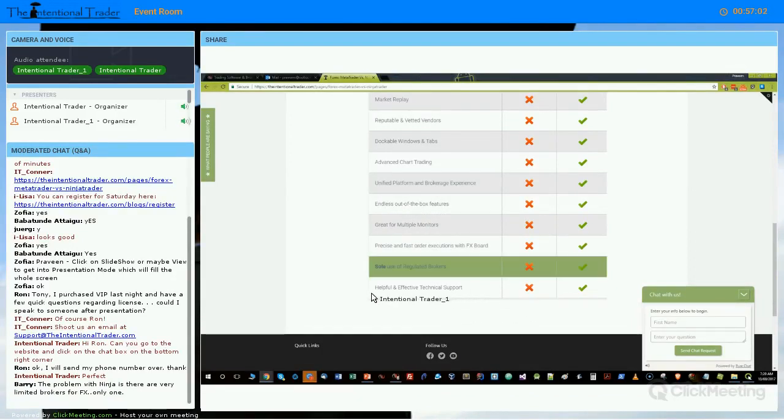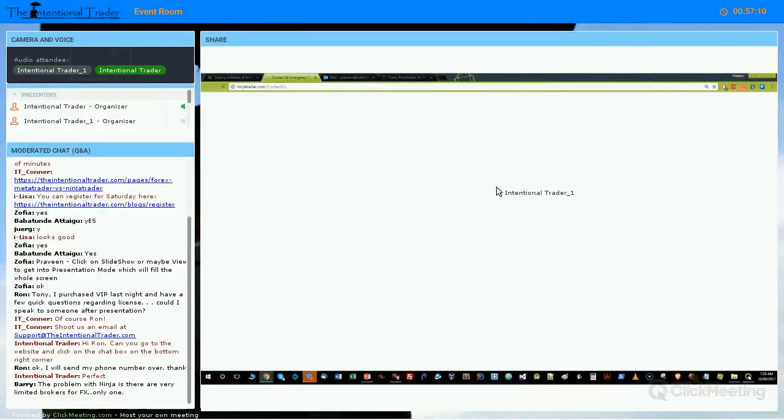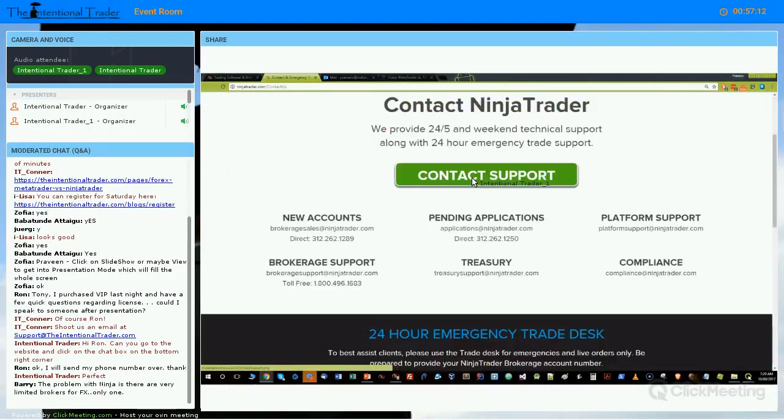And this ties into the technical support. All you have to do is go right down to the bottom, go to contact us, and NinjaTrader will contact you within a few hours after you send an email. It is very fast.